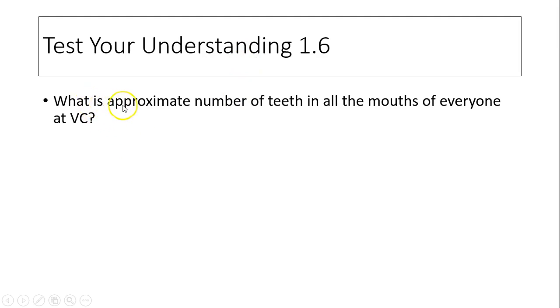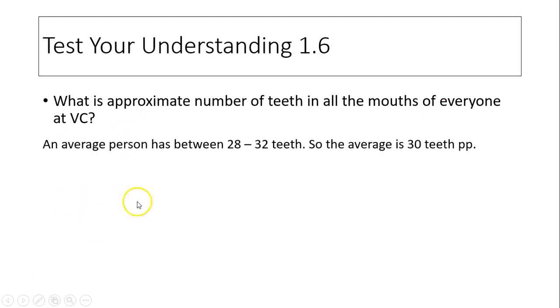Another example. What is the approximate number of teeth in all the mouths of everyone at VC? So let's see. An average person has about 28 to 32 teeth. It depends on whether the wisdom teeth get pulled out or not. So say the average is about 30 teeth per person. How many people do we have at Valley Central?